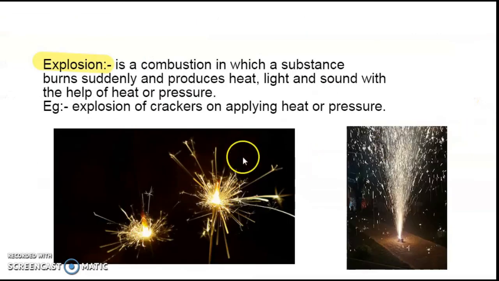The next one is explosion. So what is an explosion? It is one in which the substance burns and produces heat, light and sound. In the other two, only heat and light were produced. But in an explosion, you have heat, light and sound, and also there is pressure and various other things. For example, crackers: when you burn a cracker, you hear that sparkling sound, right? That's a type of explosion. It's a type of combustion in which the substance burns and produces heat, light and sound.